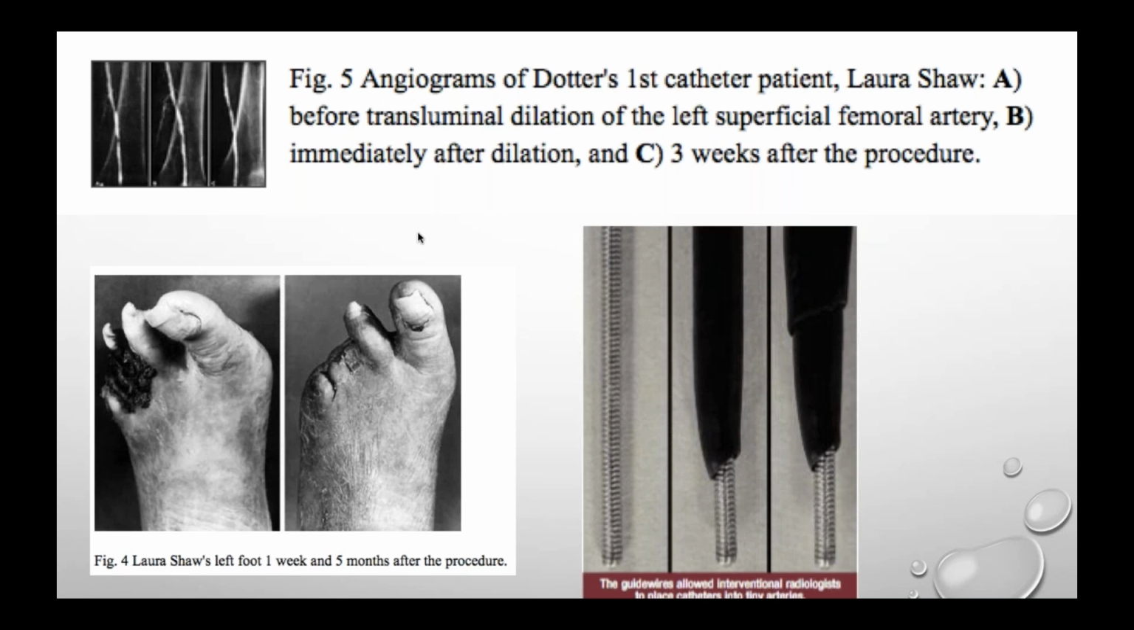And again, he's the original critical limb ischemia, or CLI, fighter, and he's the father of all of interventional medicine. And it started on January 16, 1964.